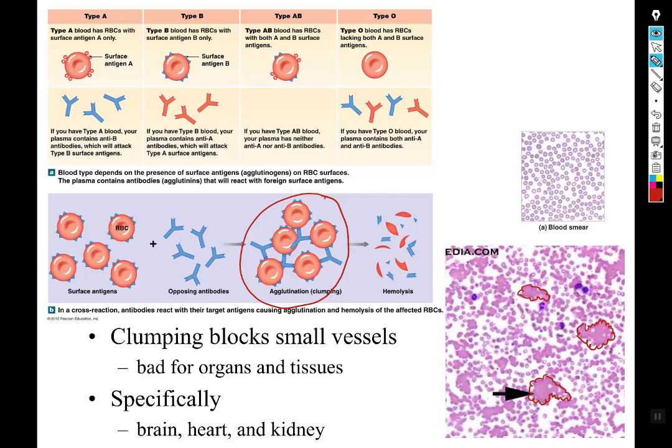So blocking small vessels is really bad for organs and tissues because it causes ischemia. And ischemia is the medical term for a lack of blood supply to a particular area. So localized ischemias cause localized tissue death. These are specifically risky if they happen at the brain, heart, or the kidney. So again, renal failure, stroke, or myocardial infarction are the major risks here.